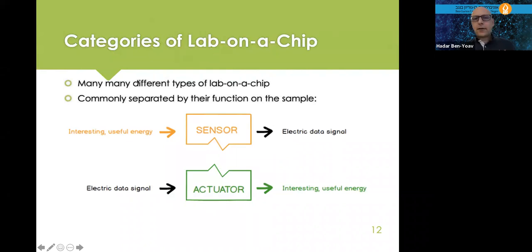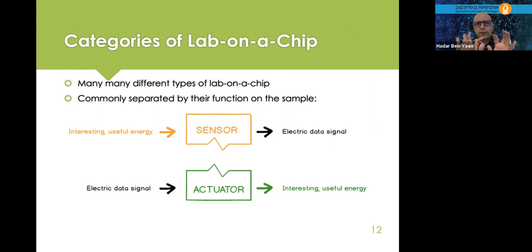So we know what a lab on a chip is, and let's drill down and see what categories of lab on a chip there are. There are many types of lab on a chip. There are endless examples. It's basically any kind of microsystem that you were thinking about to invent, to manufacture, to create, to design.